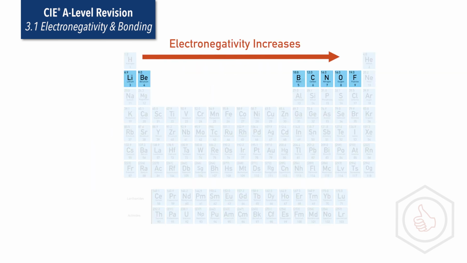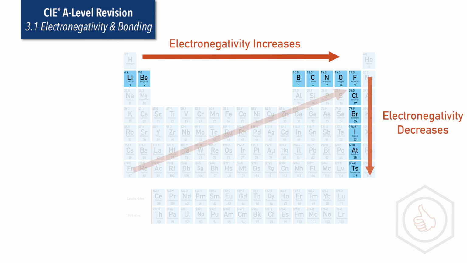Electronegativity increases across a period from left to right. This is because atomic radius decreases and nuclear charge increases, but the level of shielding stays roughly the same. This means a greater attraction between a shared pair of electrons and the nucleus of the atom. Electronegativity decreases down a group from top to bottom. This is because atomic radius and shielding increase. The outer electrons get further from the nucleus and are less strongly attracted to it.